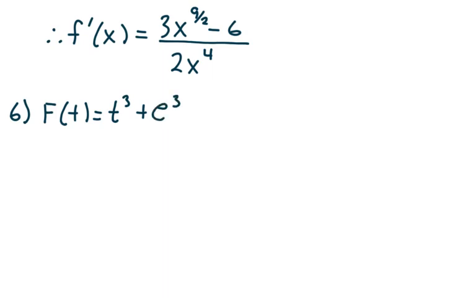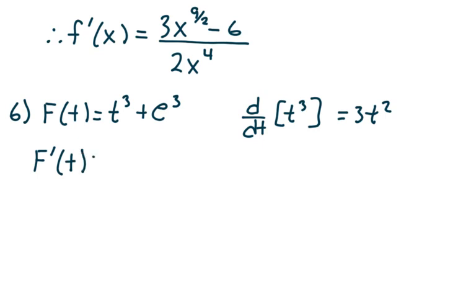Okay? Now, remember, the derivative of t to the 3rd with respect to t is equal to 3t squared. Okay? So again, we're going term by term. So if I want f prime of t, I get 3t squared.